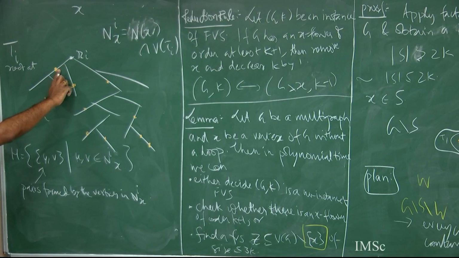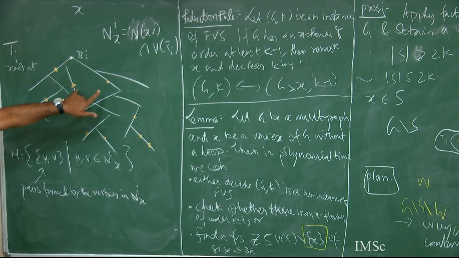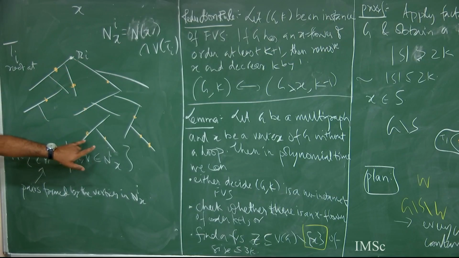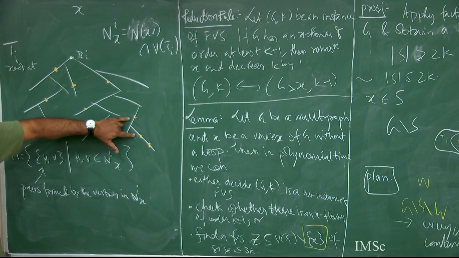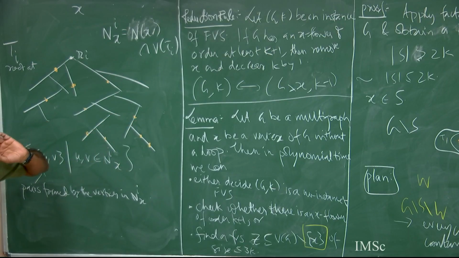No, this itself, exactly. If they are on the same path, the least common ancestor of the pair of vertices is itself. But the least common ancestor of this guy will be this. Least common ancestor of this guy is Ri. Least common ancestor of this guy is this. Least common ancestor of these two guys is this. Right? So this is what I mean by least common ancestor.